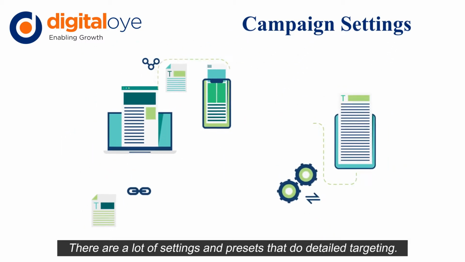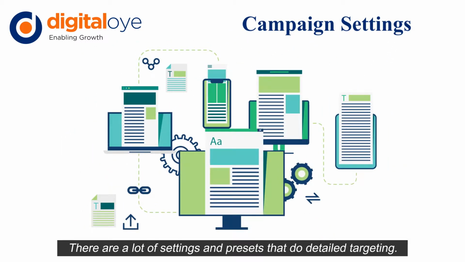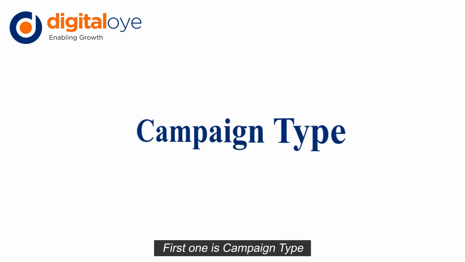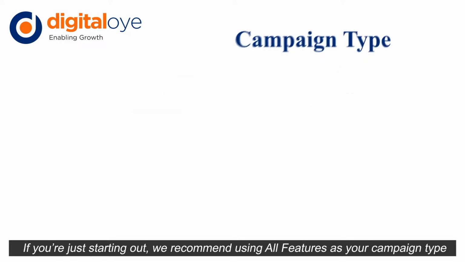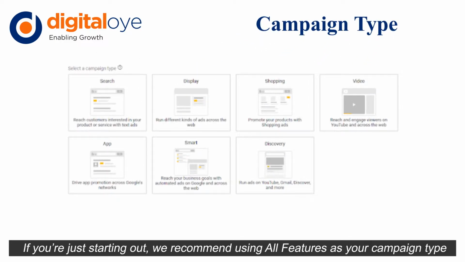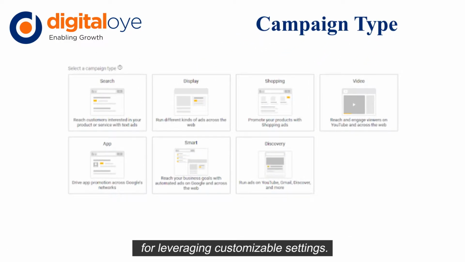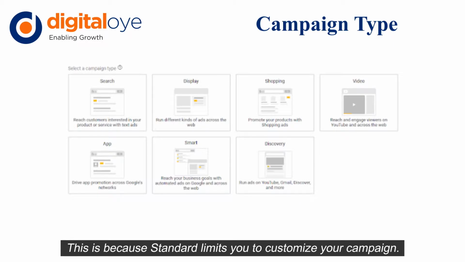There are a lot of settings and presets that do detailed targeting. While auditing your AdWord account on your own, start with these settings. First one is campaign type. If you are just starting out, we recommend using all features as your campaign type for leveraging customizable settings. This is because standard limits you to customize your campaign.